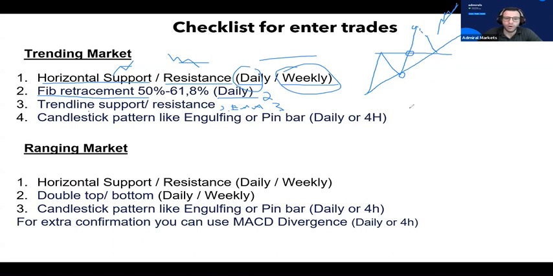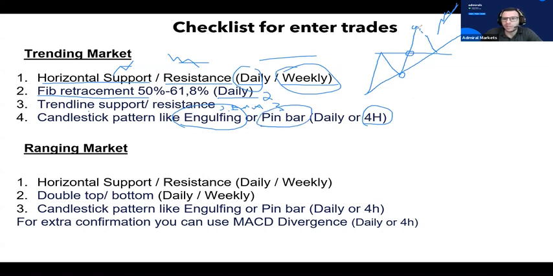level of confluence. And then we are waiting patiently. We are patient around this area when we have identified our area, and we can then go down to the 4-hour chart. I don't even go to the hourly charts, and I'm looking for a bullish engulfing if in an uptrend, a bearish engulfing if in a downtrend, or the pin bar.